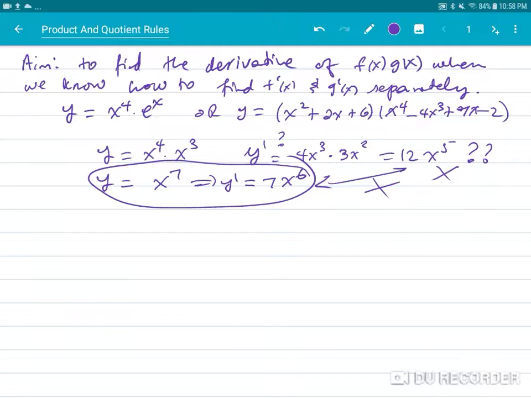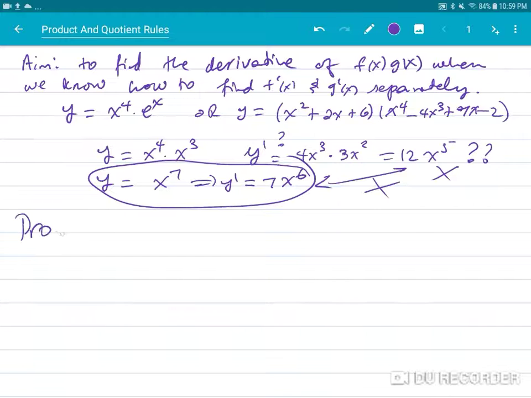So the purpose of this example is to show you that we don't differentiate separately and then multiply the two. It doesn't work that way. We could do that for a sum. We could do that for a difference of two functions, but not for a product of two functions. And so now what we call the product rule comes into the picture.